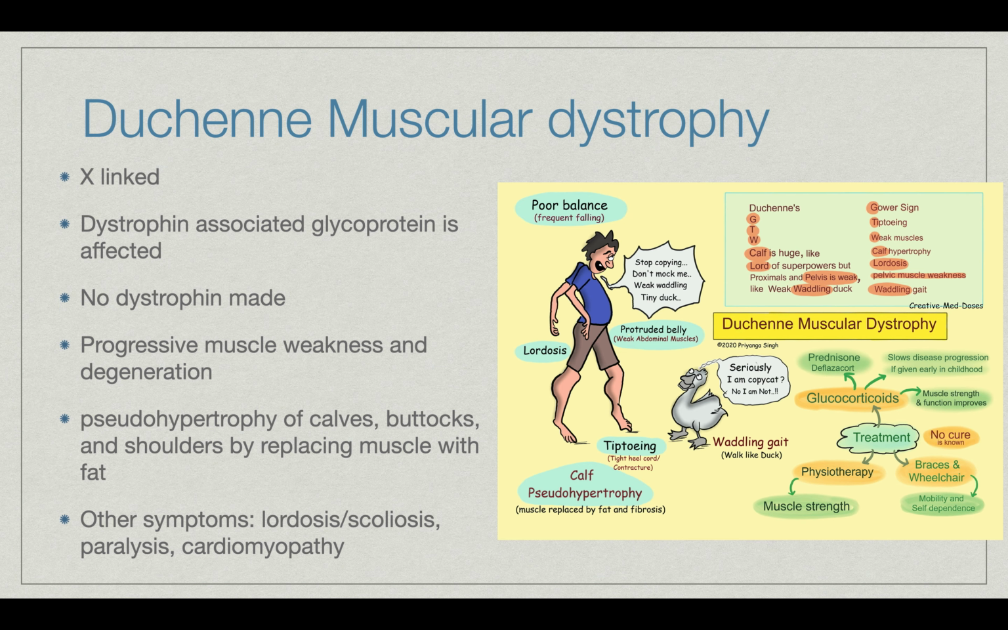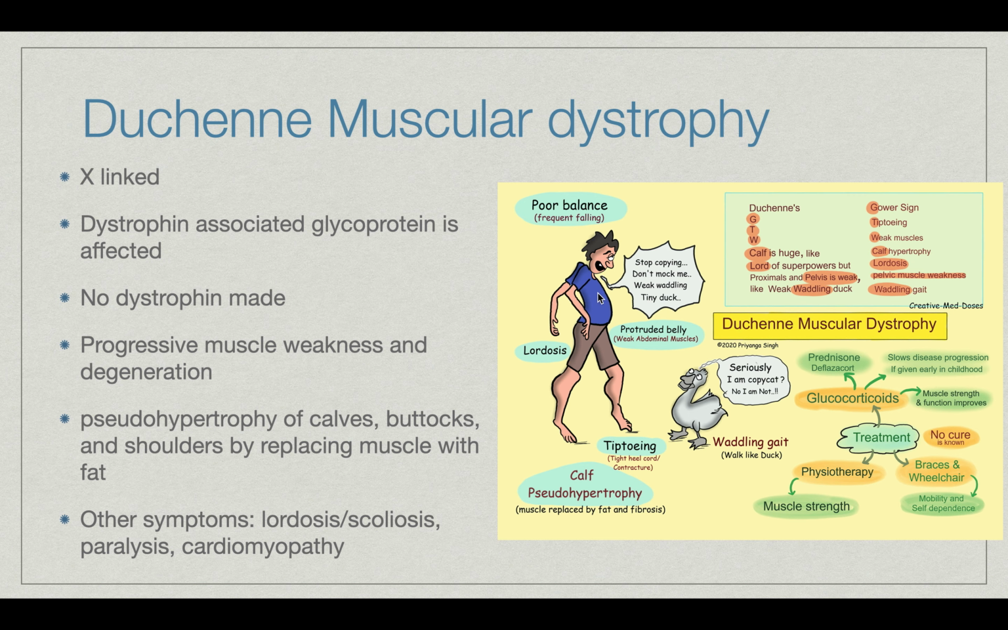This particular disorder is X-linked, and dystrophin associated glycoprotein is affected, and that is because no dystrophin is made. And the progressive muscle weakness and degeneration occurs, and is really characterized by pseudo hypertrophy of the calves and the buttocks and the muscle by replacing the muscle with fat. So it looks like these people have been working out quite a lot, but in reality it's not muscle, it's just adipose tissue. Other symptoms is like lordosis or scoliosis.